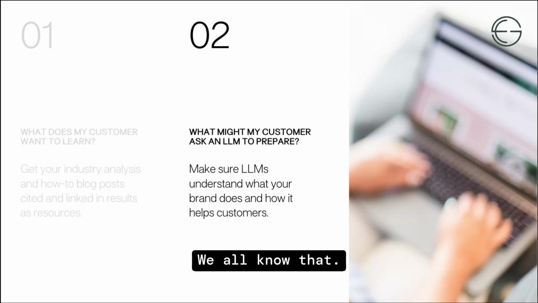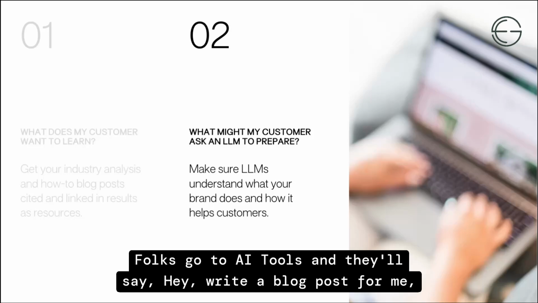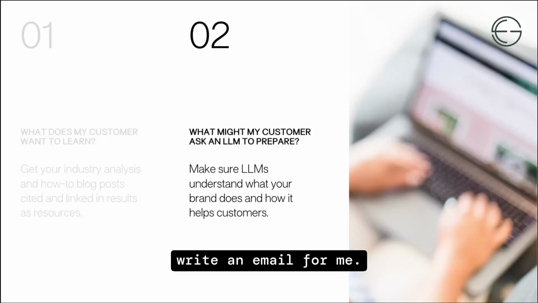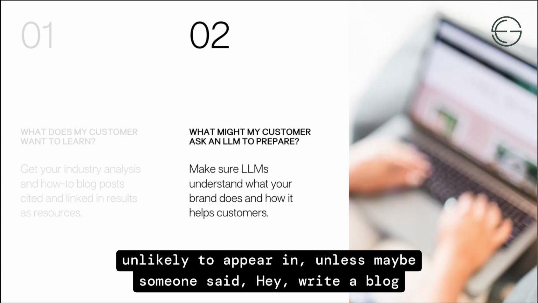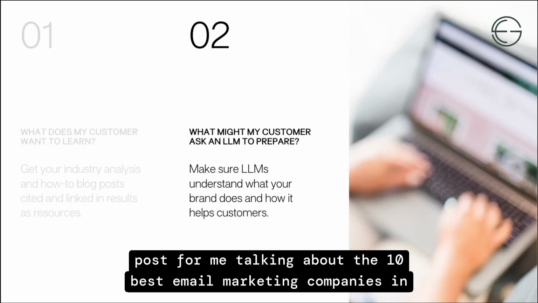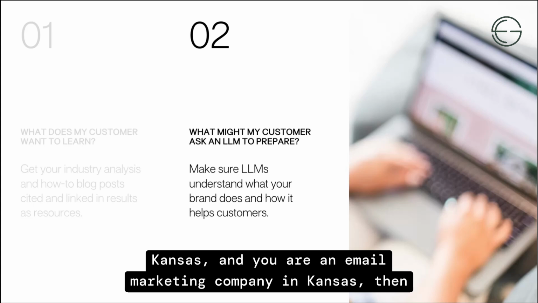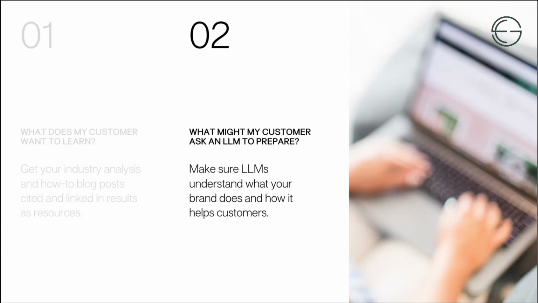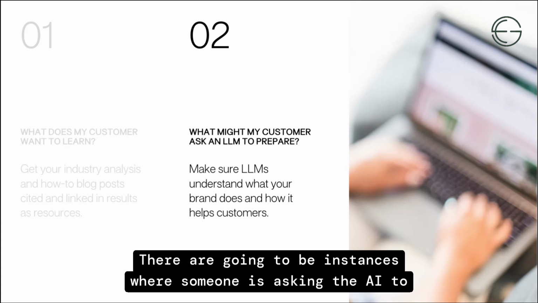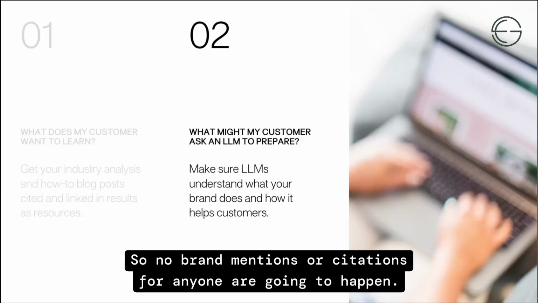We all know that folks go to AI tools and they'll say, hey, write a blog post for me, write an email for me. Those are preparatory requests that, of course, you are unlikely to appear in unless maybe someone said, hey, write a blog post for me talking about the 10 best email marketing companies in Kansas, and you are an email marketing company in Kansas. Then you might appear in that. But generally speaking, there are going to be instances where someone is asking the AI to create a personal asset for them. So no brand mentions or citations for anyone are going to happen.